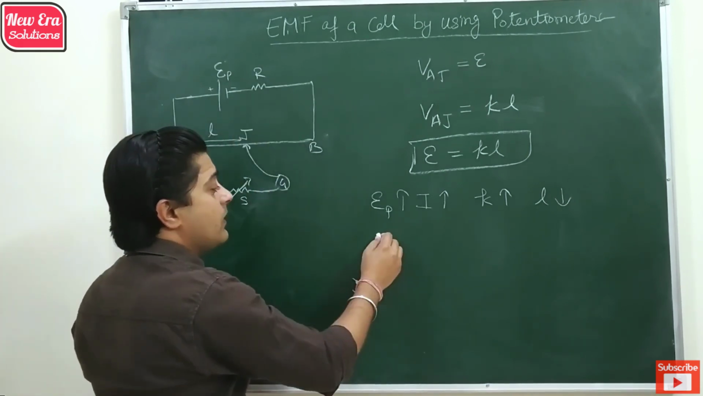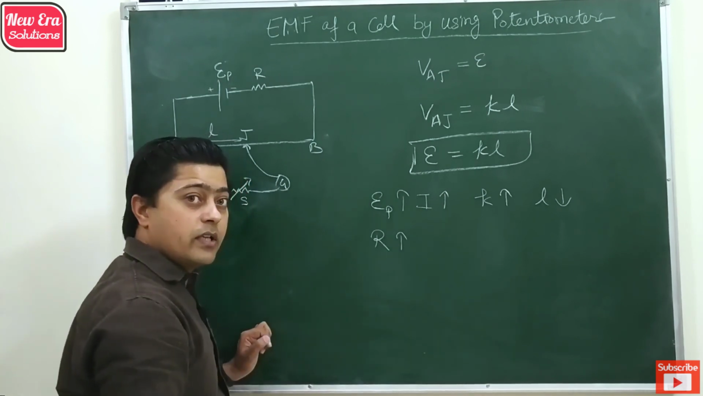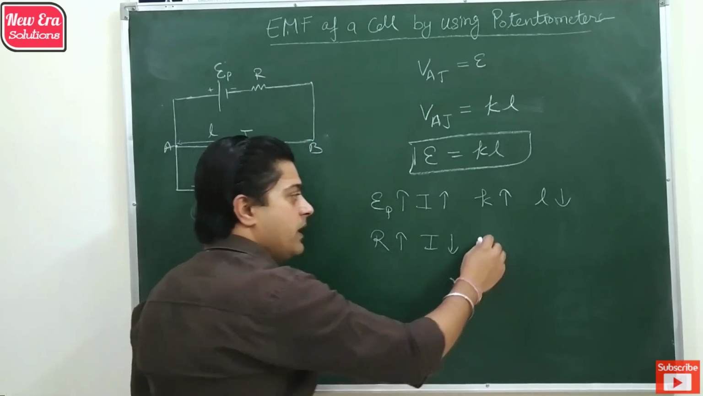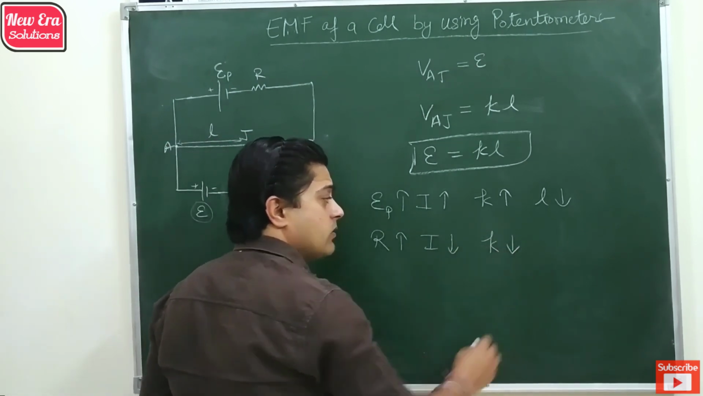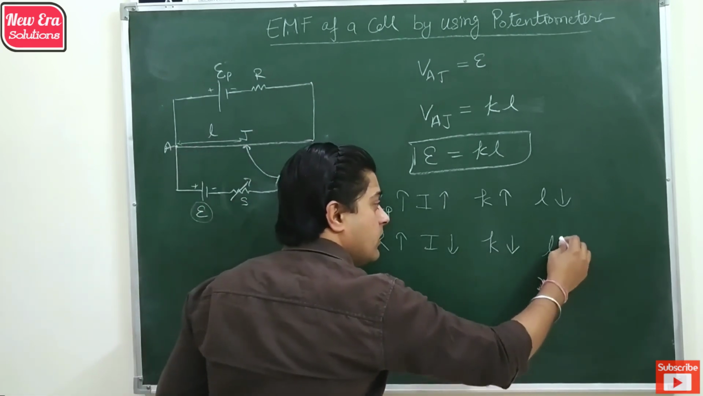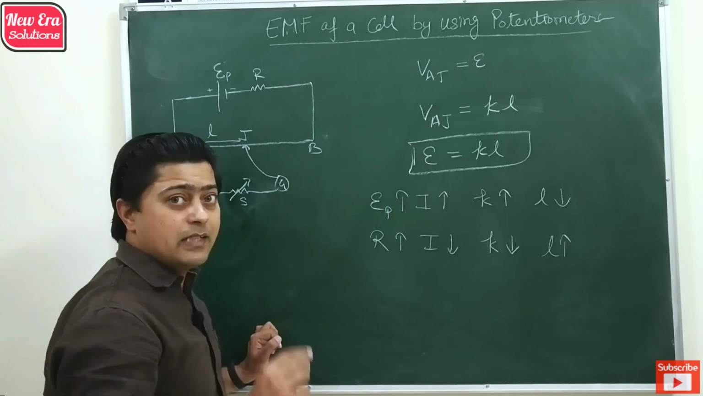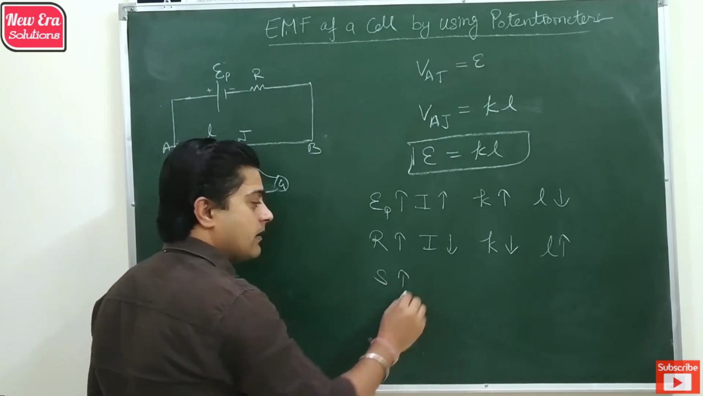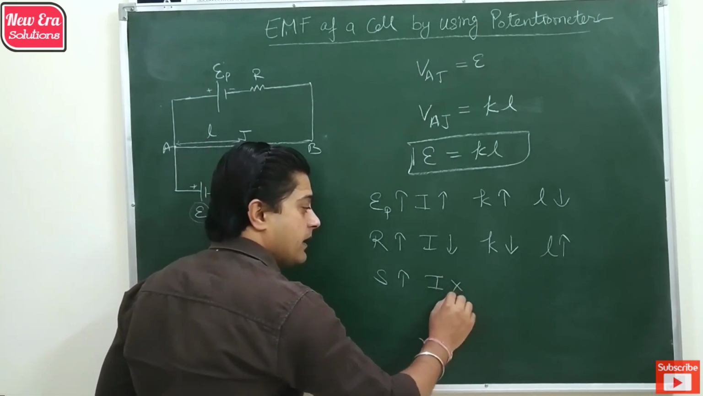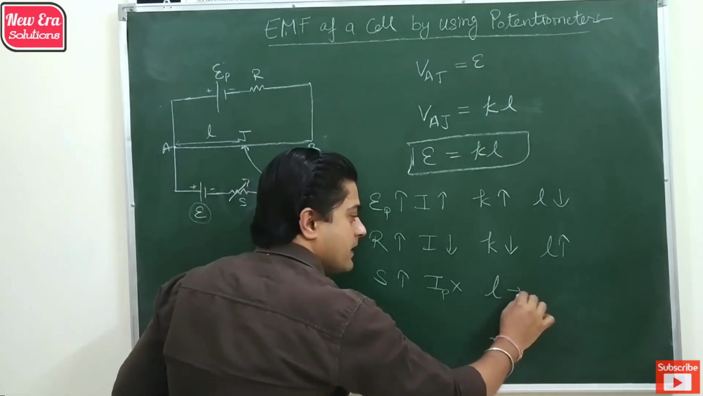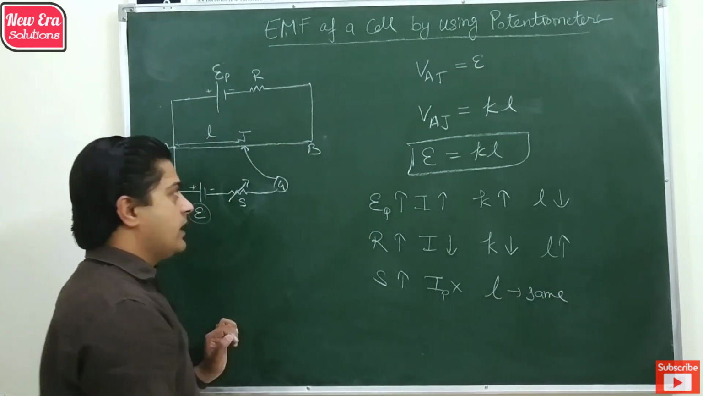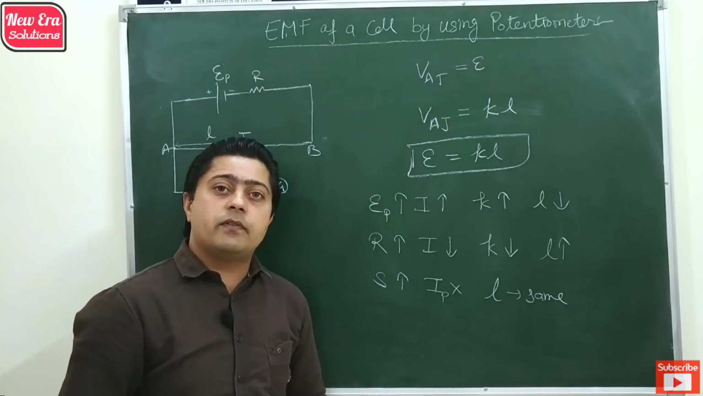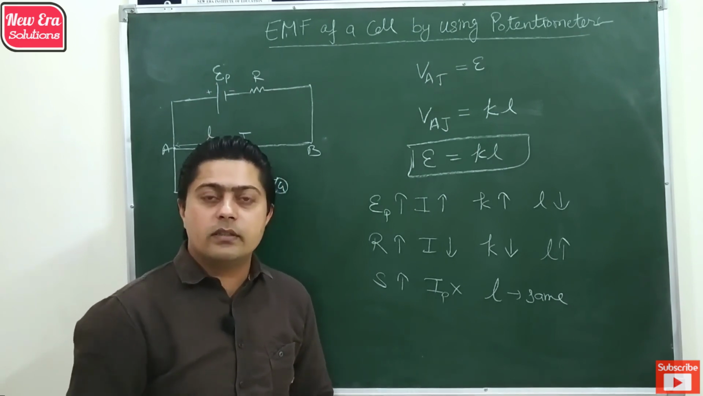Then second, if the external resistance R increases, then due to the increase in resistance, the primary current decreases. When the primary current decreases, the potential gradient also decreases. Then we have to cover more length to get the balance point. Third, if the resistance in the secondary circuit changes, there is no effect on the primary current, so the balance length remains the same or unchanged. So these various parameters can change your balance length and shift your balance point towards A or towards B.